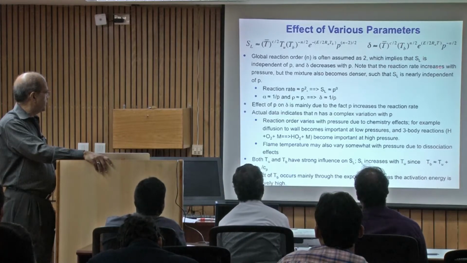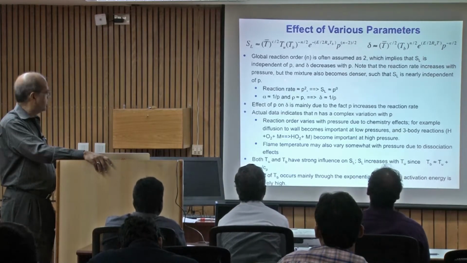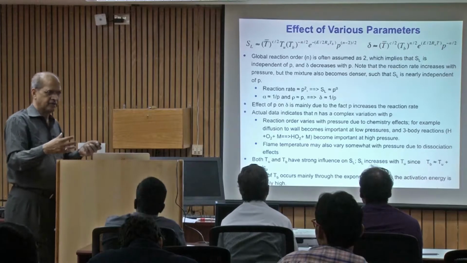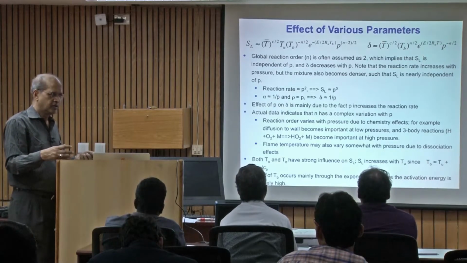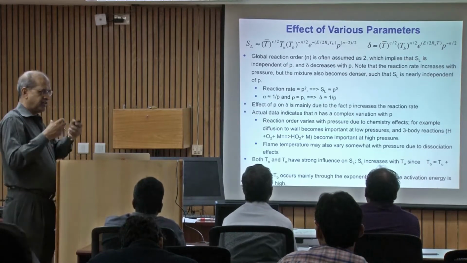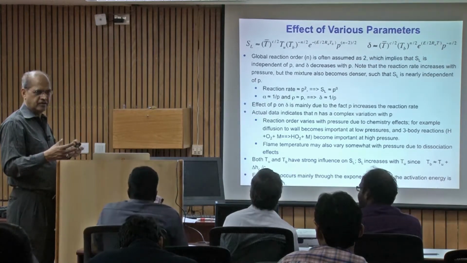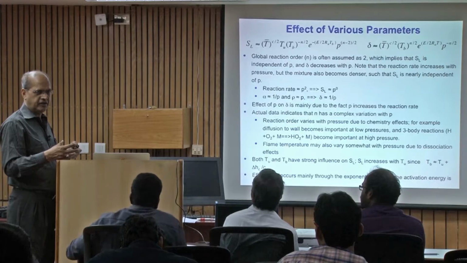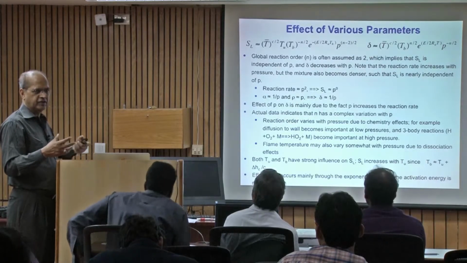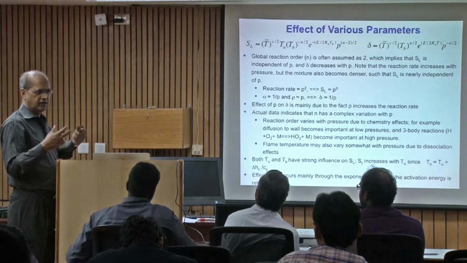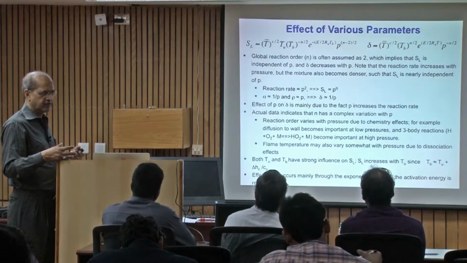Basically, what it means is that the reaction rate increases with pressure, but the mixture has more mass because density increases. So the reaction rate is increasing, but you have to burn more mass at higher pressure, right? So they balance out. You're burning more mass, but it's burning faster.